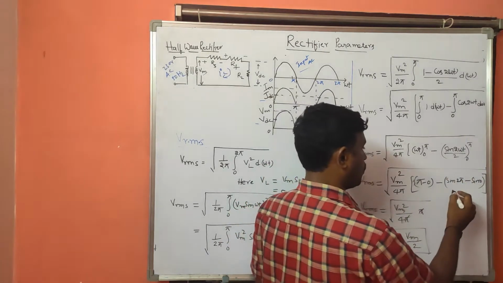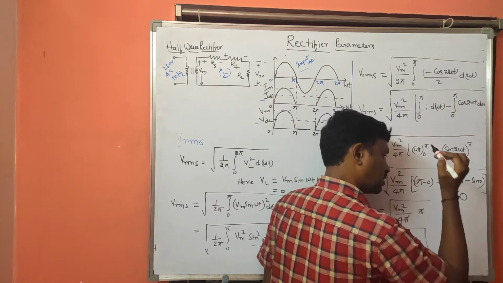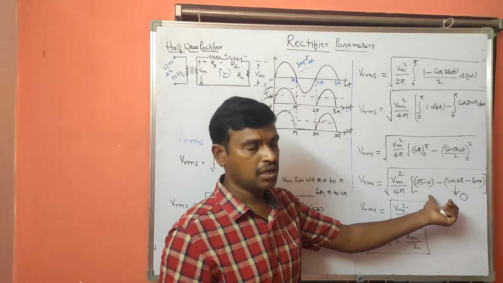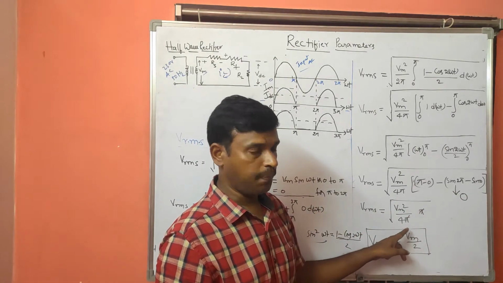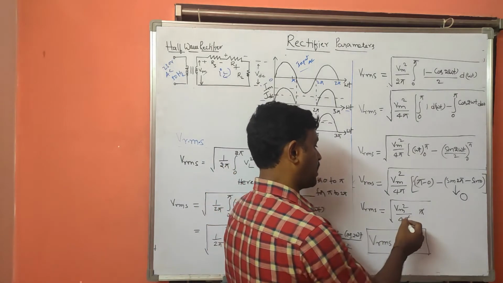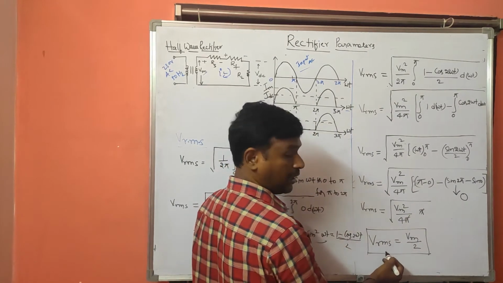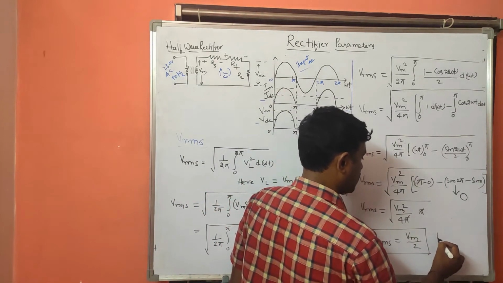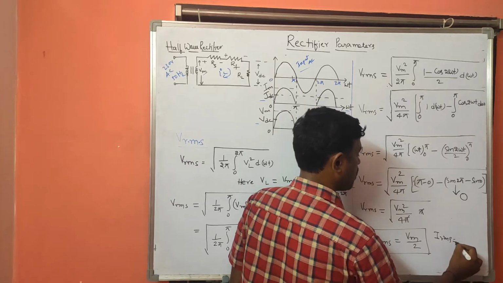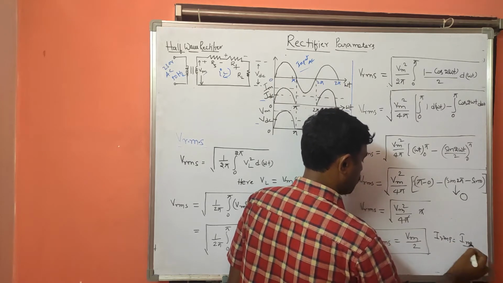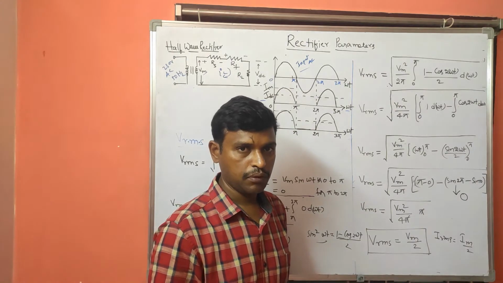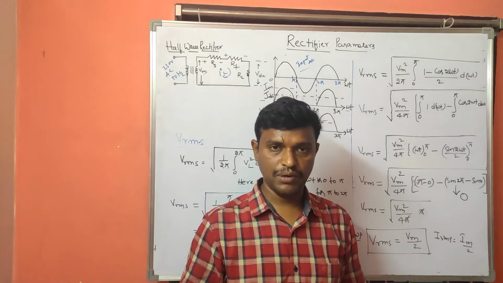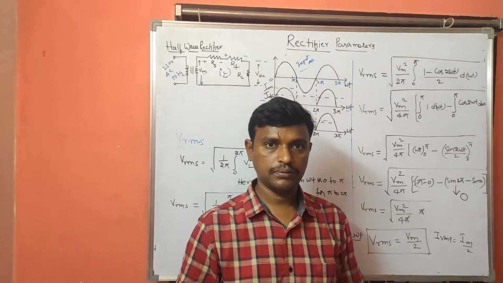The sin pi value or sin 2 pi value is nothing but 0, and sin 0 is also 0. So we have only one term, that is square root of Vm square by 4 pi into pi. So this pi and pi will cancel, and finally what we get is Vrms is equal to Vm by 2. Like what we got previously, Irms is equal to Im by 2, and Vrms is equal to Vm by 2. Okay, so this is about the calculation of the Vrms value and the Irms value of the half-wave rectifier.